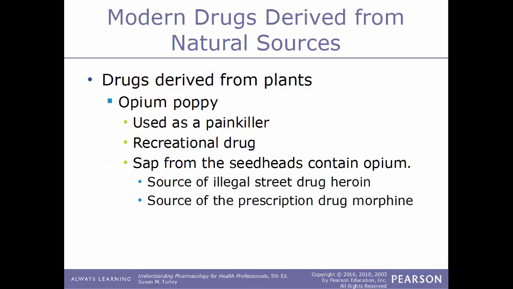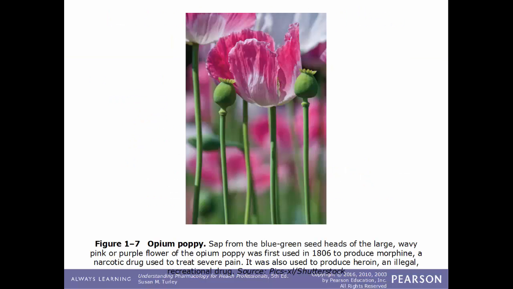Another common plant is the opium poppy. This is used as a painkiller and also used as a very addictive recreational drug. Now, the sap from the seed heads contains opium. This is the source not only for the prescription drug morphine, but also for the illegal drug heroin. So because it is such a very strong pain reliever, it can become very highly addictive. Here's an example of what the opium poppy would look like.